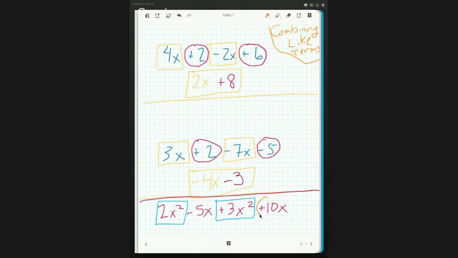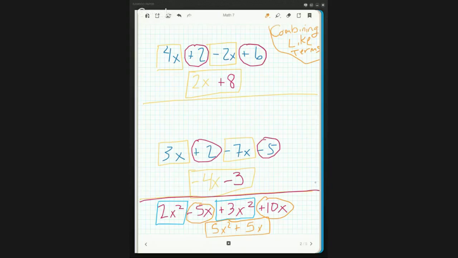And then my x's are the same, my 10x and my negative 5x. So my final answer here is 2x squared and 3x squared: I have 2x squareds, I have 3 more x squareds, I have 5x squareds. And here I have negative 5x and I add 10x. So I had my negative 5, I add 10, so I have the 5 that gets me back to 0 and 5 more that makes it positive 5x. And so there's my answer.